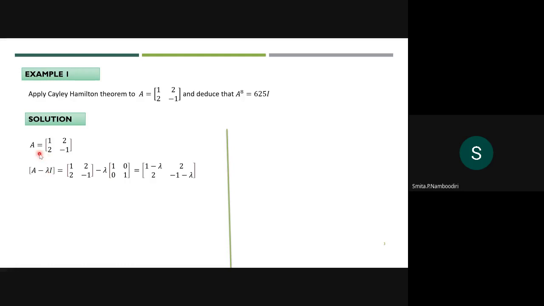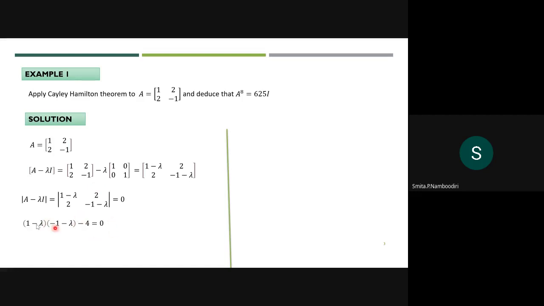जब A minus lambda I लिखेंगे तो जो भी diagonal element है वहां पे minus lambda subtract हो जाएगा। उसके बाद determinant of A minus lambda I equal to 0. This is the characteristic equation. So what we have to do is just open this determinant. कैसे ओपन करते हैं, this into this minus 2 into 2 equal to 0. So open the determinant and find the characteristic equation. तो ओपन किया तो (1 minus lambda) into (minus 1 minus lambda) minus 4 equal to 0.